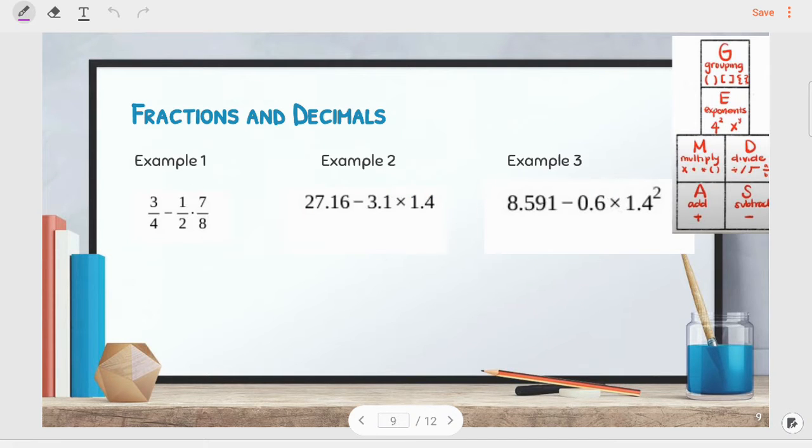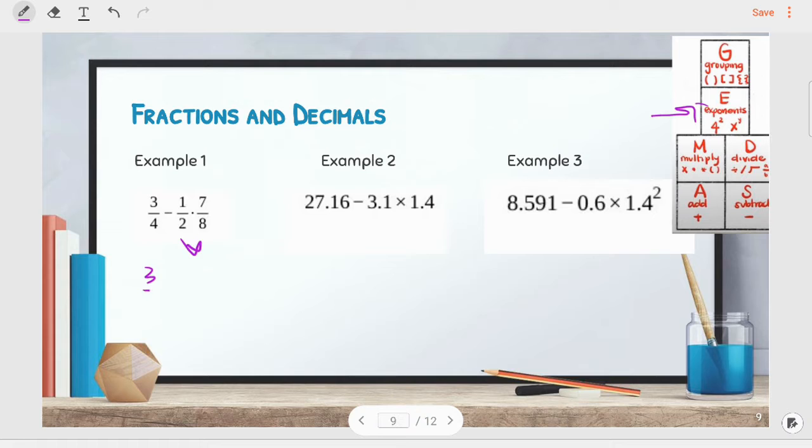All right, example number 1. 3/4 minus 1/2 times 7/8. So remember that I am going to do any grouping symbols first, and I have no grouping symbols. And then I'm going to move on to exponents. I have no exponents, but I do have some multiplication or division. I have multiplication. So I'm going to focus on this portion first.